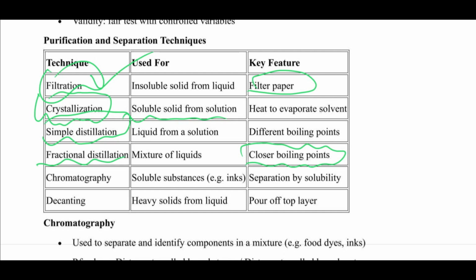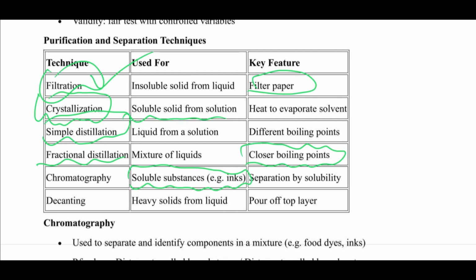Now, another technique which we use is chromatography. Chromatography is a separation technique in which soluble substances, for example inks, can be separated depending on their solubility. So if they have the same boiling points and they are all mixed together, how can we separate them now? We cannot use the crystallization method. We cannot use the distillation method. So which method can we use? Usually we use chromatography. And in chromatography, the separation is by solubility.